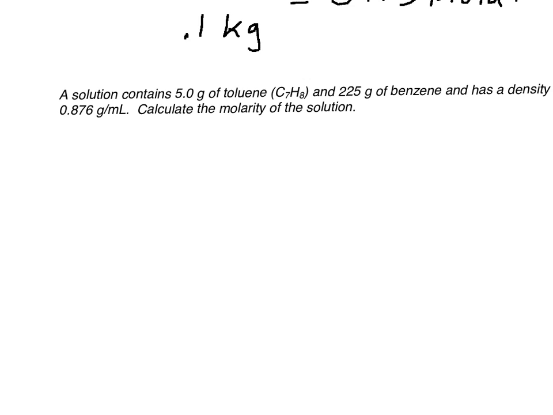Solution has 5 grams of toluene, 225 grams of benzene. It gives us a density. It wants us to find the molarity, and I think we'll go ahead and find the molality as well. In this problem, we have two liquids, and neither one of them is water. So first we have to figure out which one's a solute and which one's a solvent. The easiest thing to do is the one you have the least amount of, which is toluene in this problem. It's probably your solute. The one you have the most of is probably your solvent.